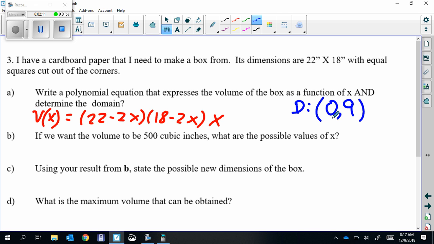You want the volume of the box to be 500. What are the possible values? So we've got our equation. We know what we want it to equal. We're going to solve that. The easiest way to solve that is on your calculator.